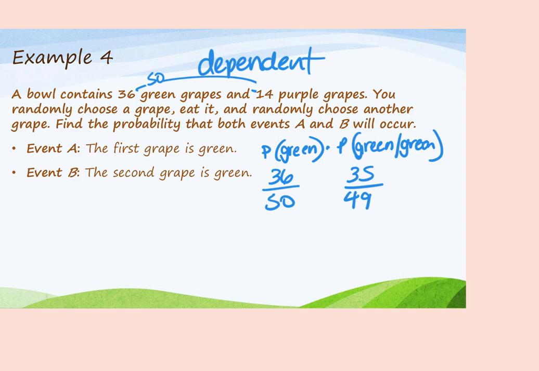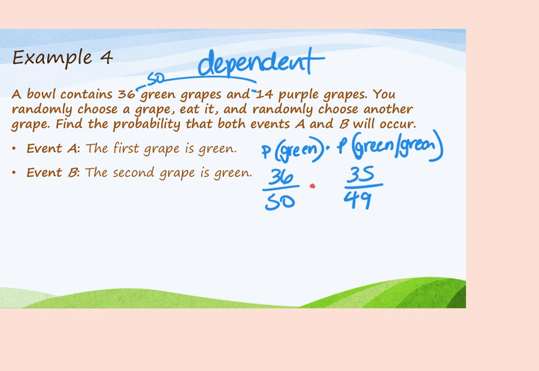All right, what goes in a bowl? 36 and 50. Wait, I'm quick. If you put it back, why is it 35? Oh, if you put it back, it'd be 36 over 50. Sorry. If it was a purple grape you took out and put back, it would have been 36 and 36.